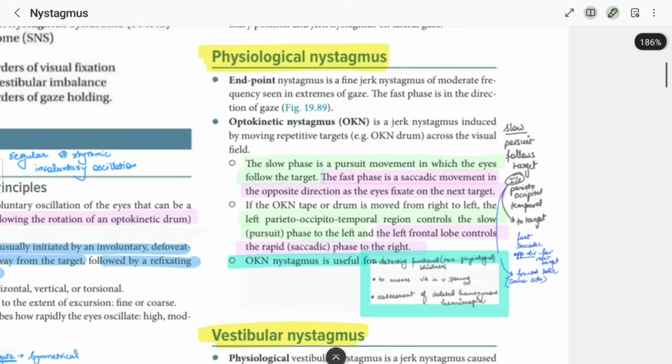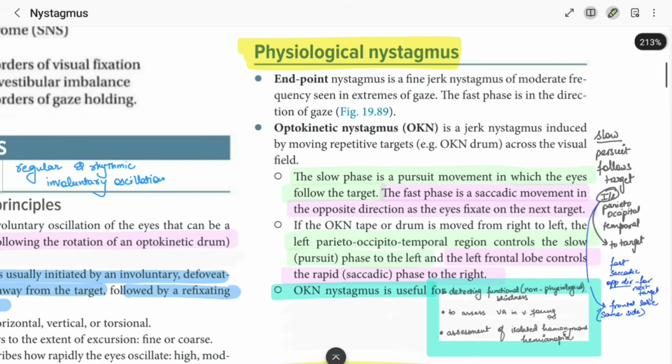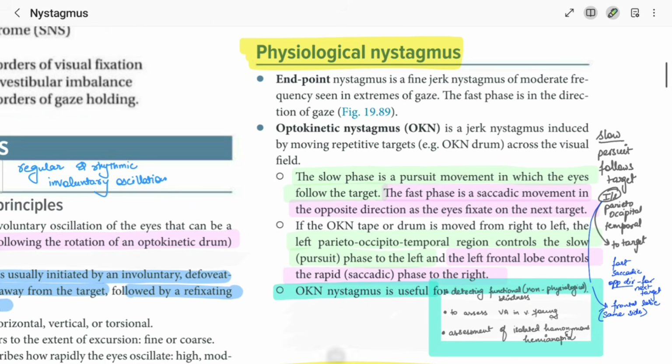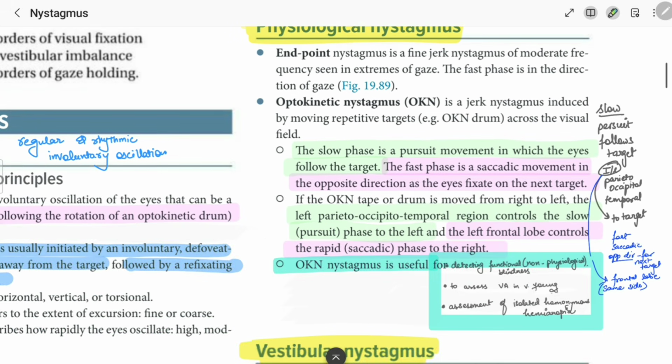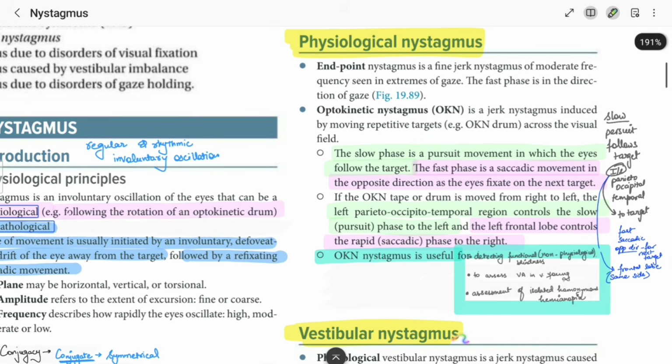After documentation, now we'll come to physiological nystagmus. Physiological nystagmus can be mainly of three categories: the endpoint nystagmus, the optokinetic nystagmus, and the vestibular physiological nystagmus. Because vestibular has two types, the physiological and the pathological, the physiological vestibular nystagmus will be a part of physiological nystagmus.